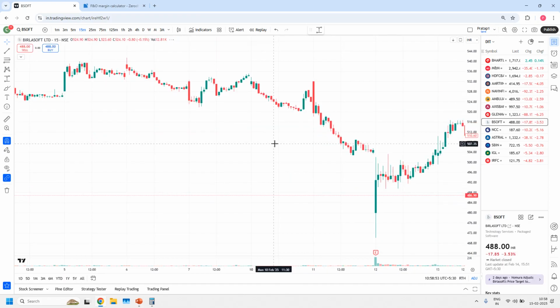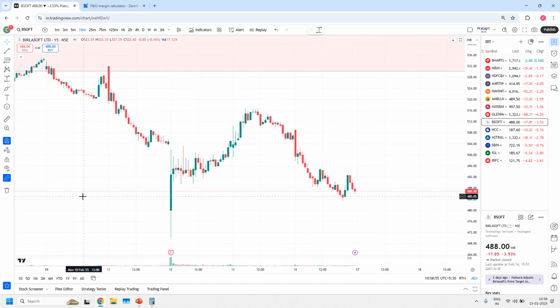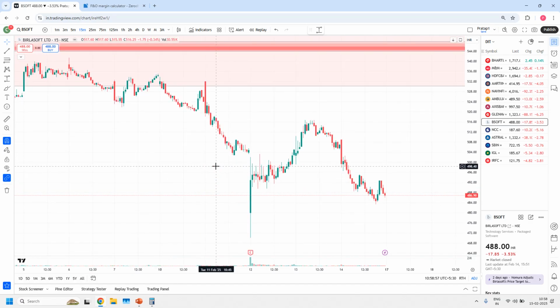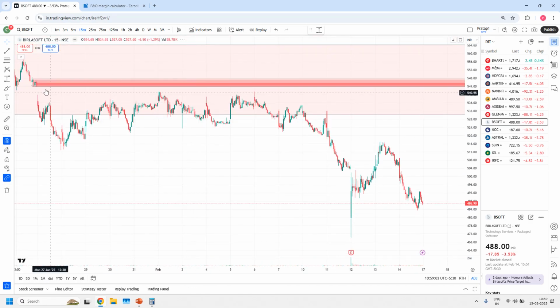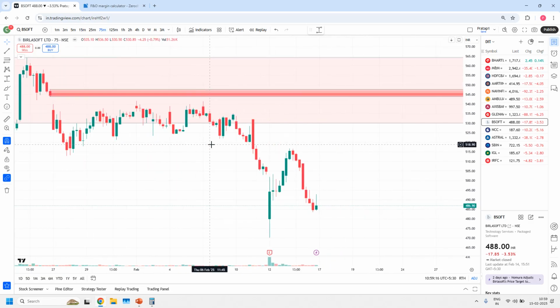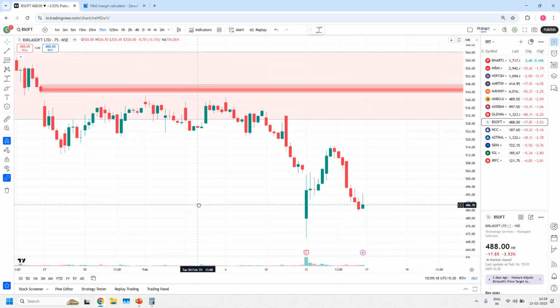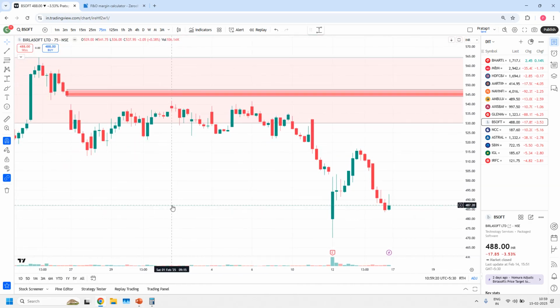Okay, next one is Birla Soft. And these are all supply zones. So this is the supply zone our software suggested. After that, did prices reach? No. Is this zone still valid? Go to the 75 minutes time frame. Check if any 75 minute supply zones are created after that.